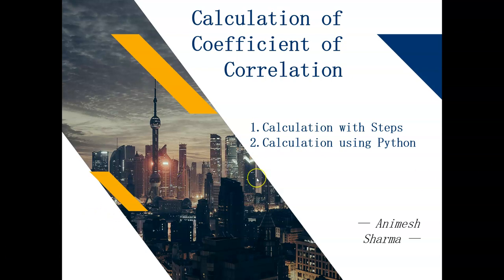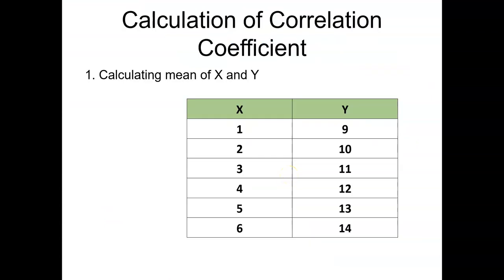So let's begin. First of all, when we want to calculate the coefficient between two variables, one is x and the other is y, we see that in x there are numbers like 1, 2 and 3 and so forth, and in y we have 9, 10, 11 and so forth.